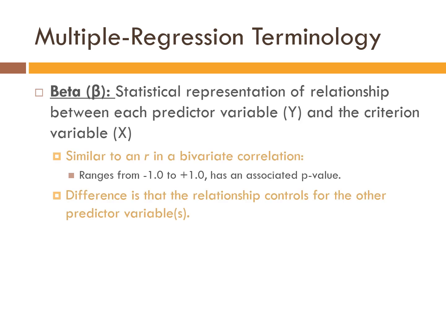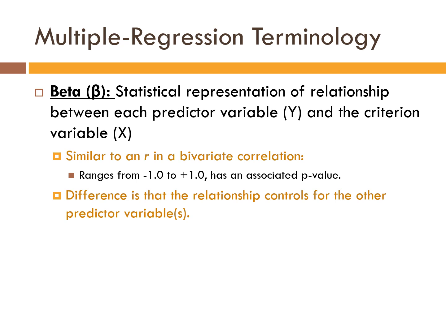Other terminology is the beta. A beta is a statistical representation of that relationship between your predictors and your criterion. And each predictor to criterion variable has a separate beta. If there's a relationship between GPA and self-esteem, well, there's a beta describing that relationship. But there's also a beta between positivity and self-esteem, a relationship there.